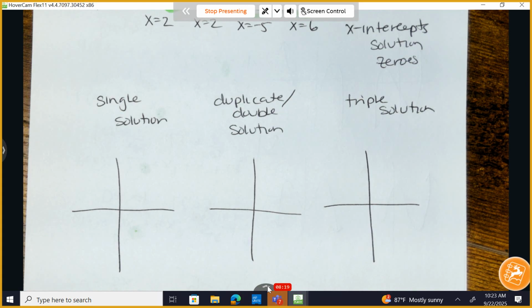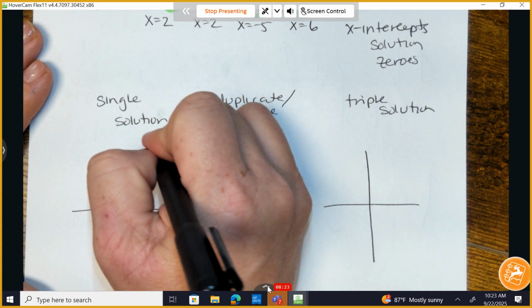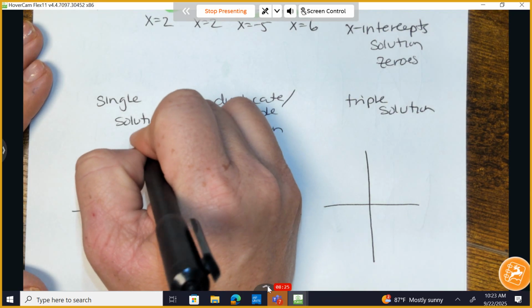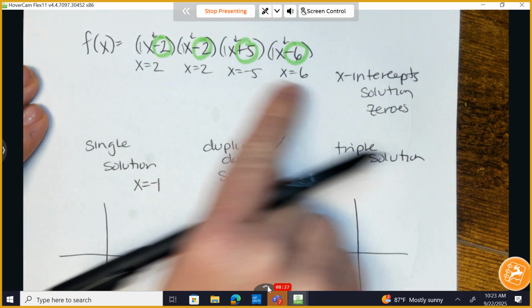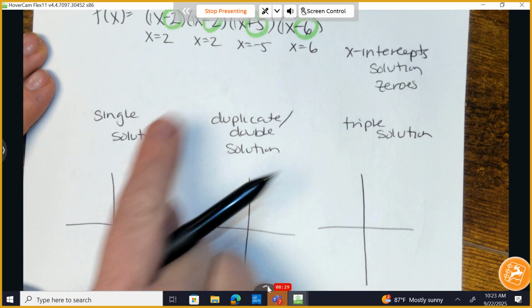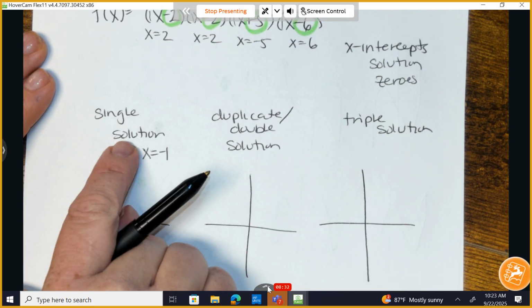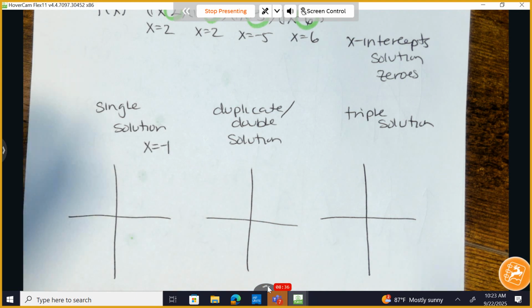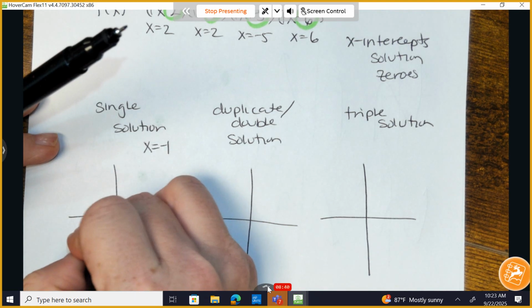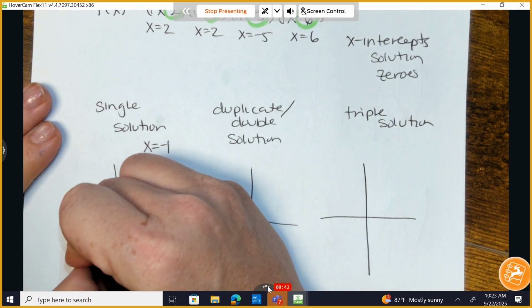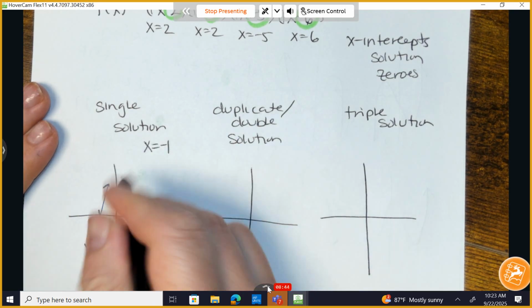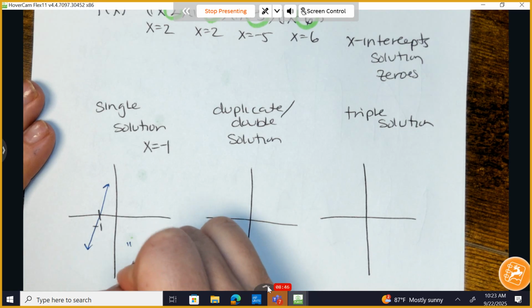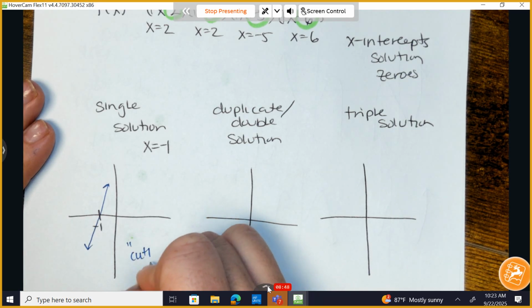I'm going to choose an arbitrary number. That just means a random number. So let's go with the value negative 1. If we solve and we only see negative 1 listed one time, we'd say we have a single solution of x equals negative 1. What does that mean? That means when our graph goes through the x-axis at negative 1, it's going to cut through. So where you see single solution, please write cut through.